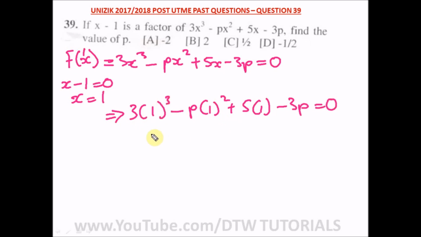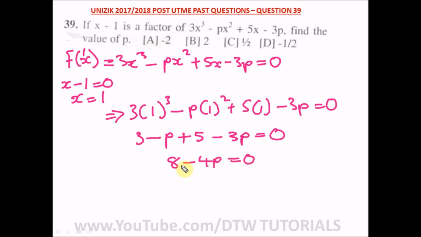So what is 1 raised to power 3? That is still 1. So we have 1 times 3 is 3, minus 1 raised to power 2 is still 1, and 1 times p is p, plus 1 times 5 is 5, minus 3p equal to 0. So what do we have here? We have 3 plus 5, which is 8, and we have minus p minus 3p, which gives us minus 4p, equal to 0.